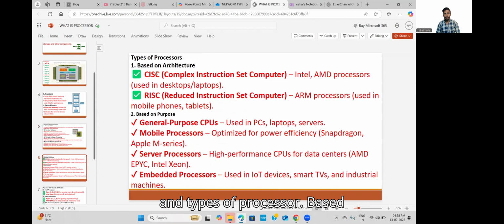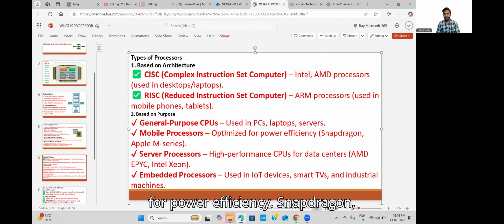And types of processors based on architecture. CISC, complex instruction set computer: Intel and AMD processors used in desktops and laptops. And RISC, reduced instruction set computer: ARM processors used in mobile phones and tablets. And based on purpose: general purpose CPUs used in PCs, laptops and servers, and mobile processors optimized for power efficiency, such as Snapdragon and the Apple M series.